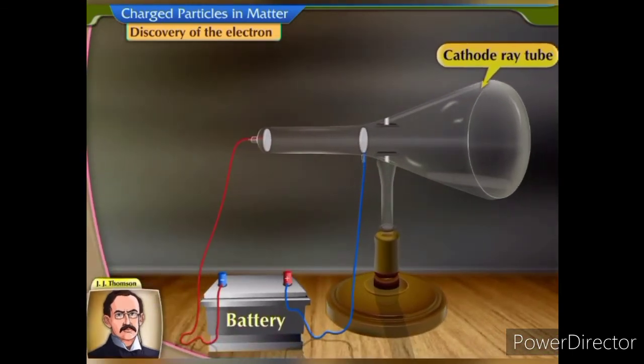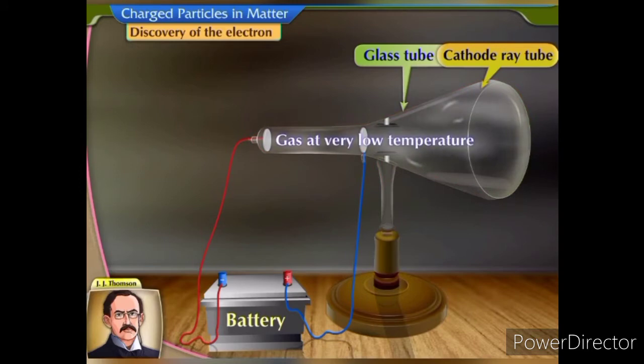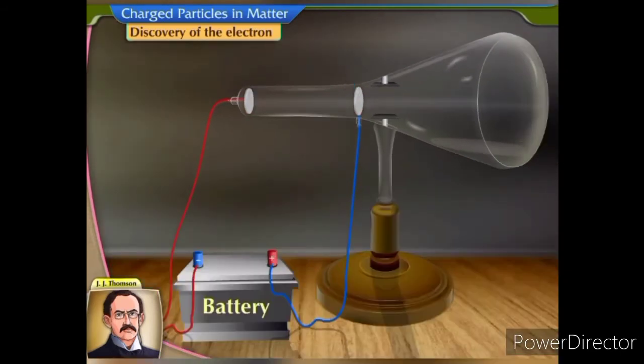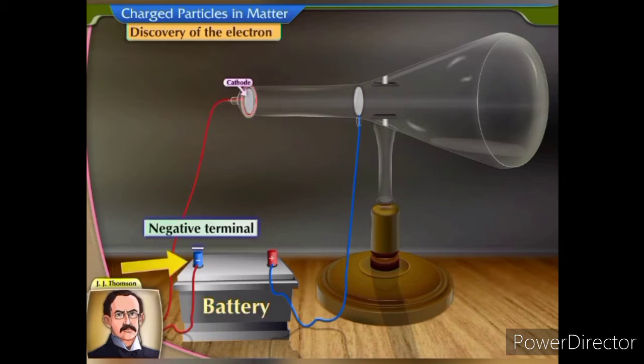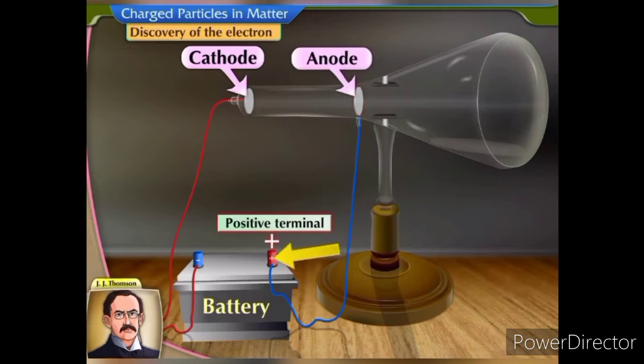A cathode ray tube is a glass tube that can contain a gas at very low pressure. There are two metal plates at the two ends of the tube. The metal plate connected to the negative terminal of a battery is the cathode, while the metal plate connected to the positive terminal is the anode.